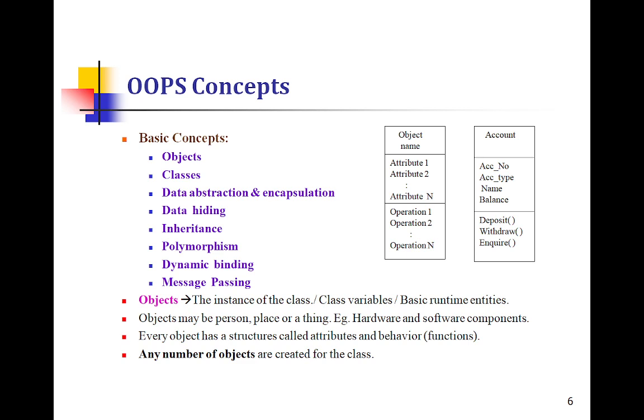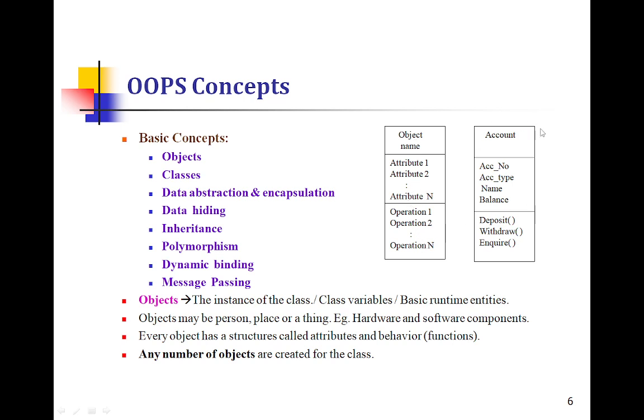Now let us move on to the important concept, OOPS, object oriented programming concepts. This is the actual syntax for your class. Within the class we can have attributes, attribute 1, 2 up to n, or a number of operations. Operations we can also call functions: operation 1, 2, 3 up to n. This is the actual class. We access those attributes and operations by creating the object. With the help of that object, we can access the attributes and operations.